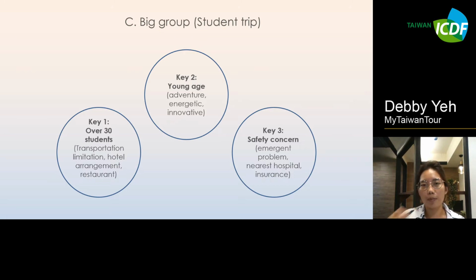And also different types of big groups have different age ranges. The young age, like a student trip, would like to focus more on adventure and outdoor activities. They are more interested in innovative things. They are very full of energy, right? But if they are doctors of mid age, or elderly people, like official members from different countries, they might be looking for historical, cultural, and traditional performances. So different types of groups might focus on different interests.